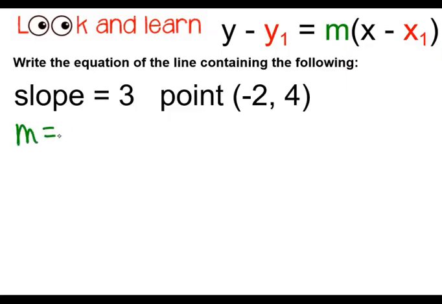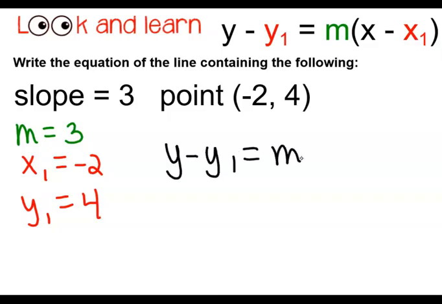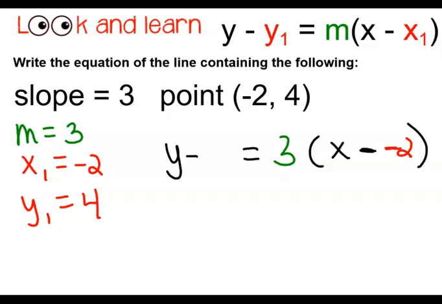My notes will be that the slope is 3, that the x-coordinate is -2, and that the y-coordinate is 4. Now in my formula, y minus y1 equals m times x minus x1, I will erase my m value and replace it with a 3. I will erase my x value and replace it with a -2. Notice that the formula has a minus sign and my 2 has a negative sign, so I'm going to get 2 negatives or 2 minuses in a row here. The last value to erase and replace is my y-coordinate, which will be 4.